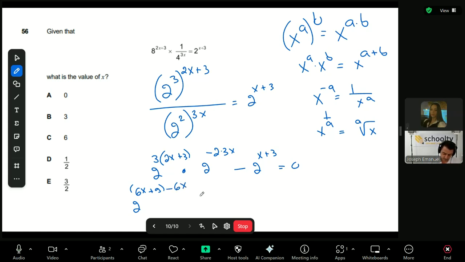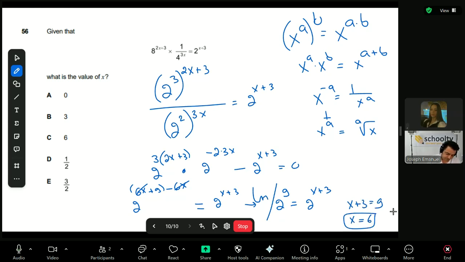This is minus 6x minus 2x plus 3 equals 0. Actually, let's write it like this, better. So 2 to the power of 6x, 2 to the power of 9, equals 2 to the power of x plus 3. From here, you can just say 9 equals x plus 3, or you can put ln on both sides. It's the same. So x plus 3 equals 9, so x equals 6.